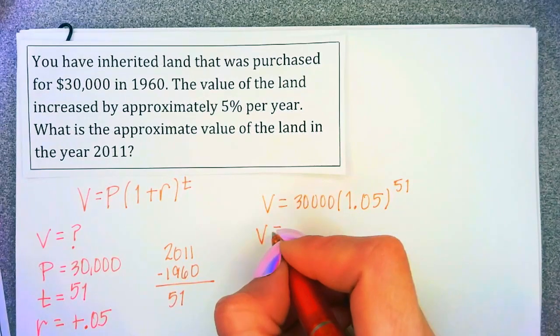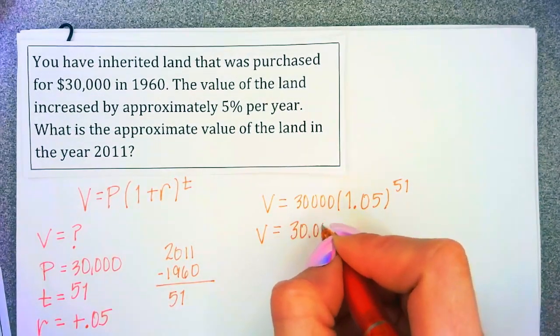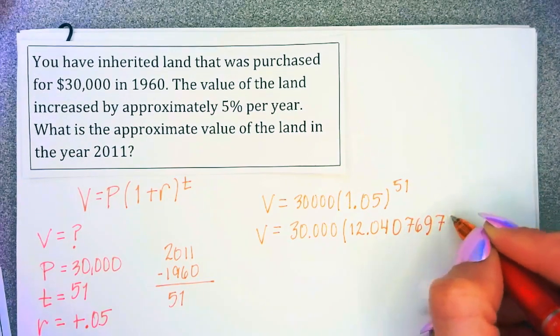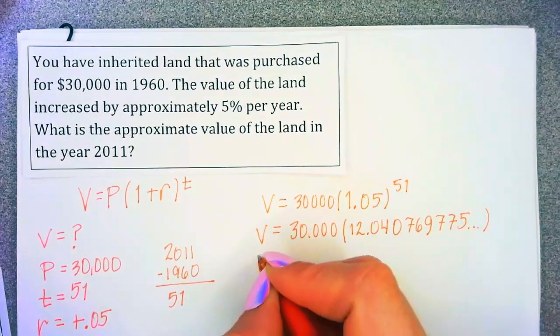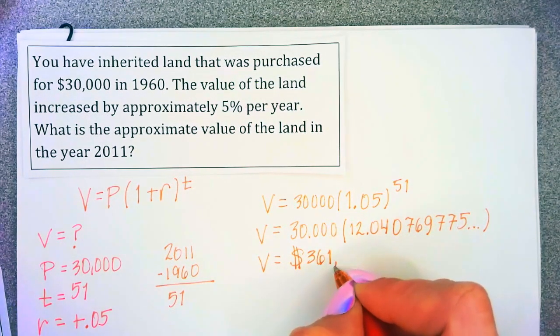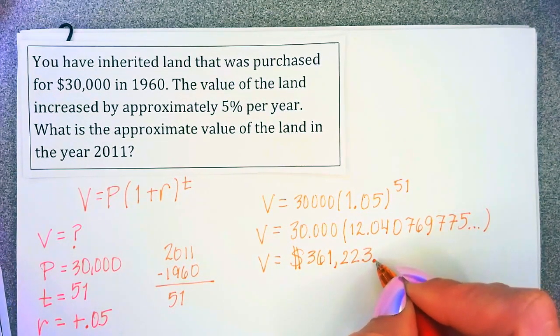After evaluating 1.05 to the 51st power in the calculator, 12.0407697775 and so on, reading that on the screen, multiply by 30,000, the value of the land is $361,223.09.